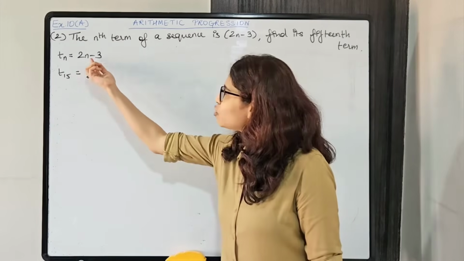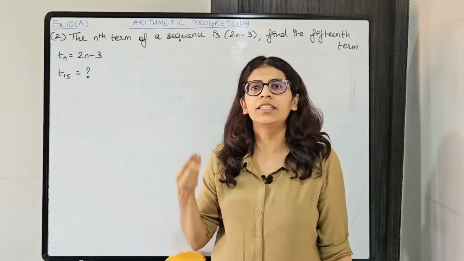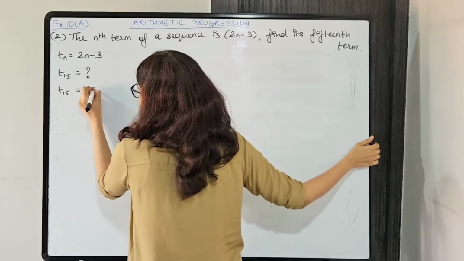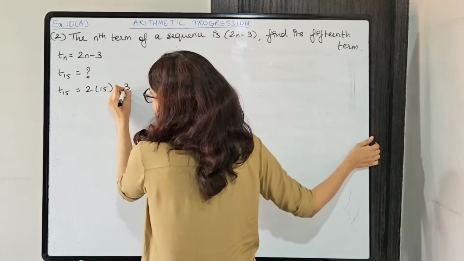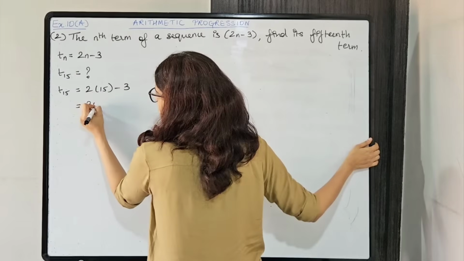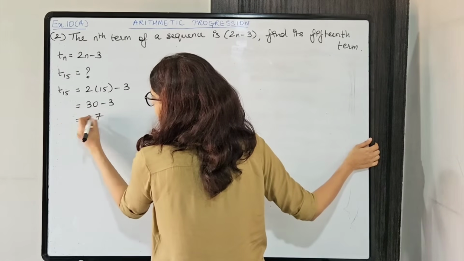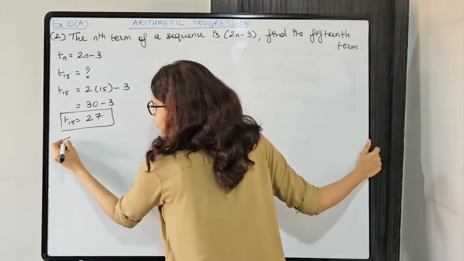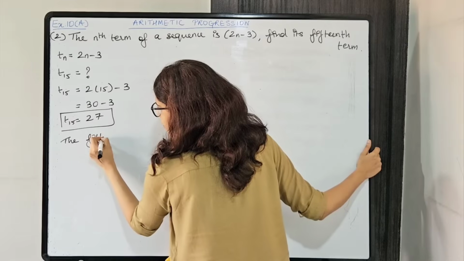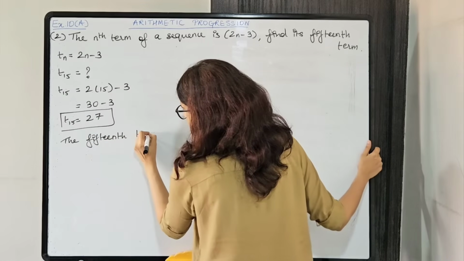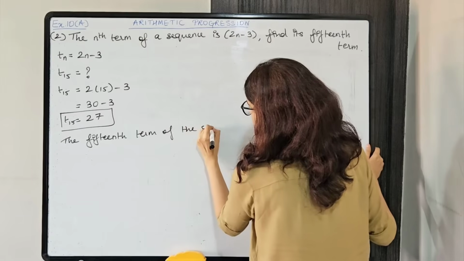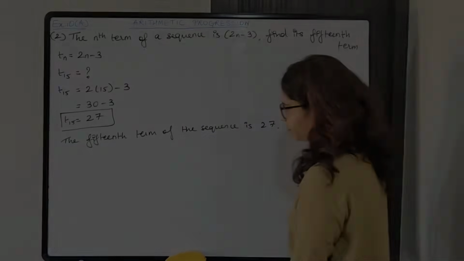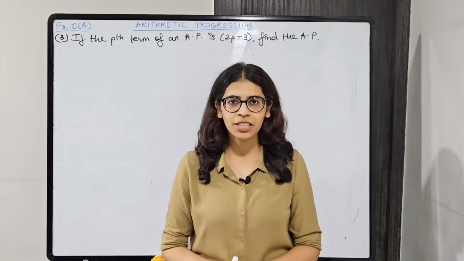बहुत इजी है. n की जगह पे 15 put करो and solve करो, you will get the 15th term. So T15 is equal to 2 into 15 minus 3. 2 15s are 30 minus 3, that is 27. So box the answer, write down the final statement. The 15th term of the sequence is 27. Okay, moving on to next question, question number 3.